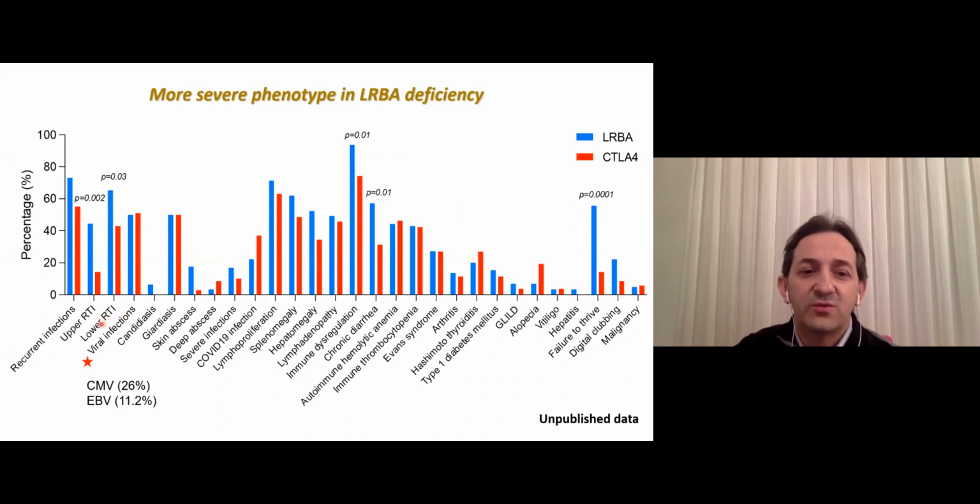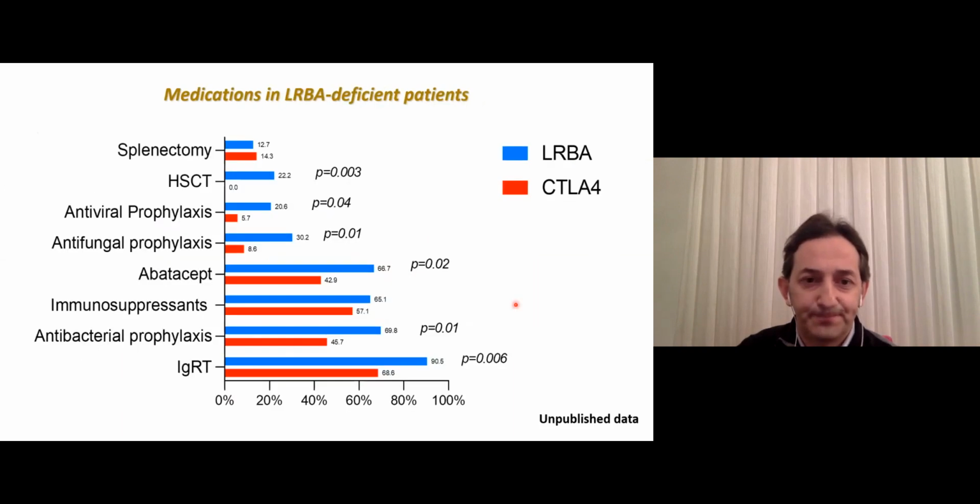especially for respiratory tract infection, which was high in LRBA deficiency. Also the immunoregulatory manifestations, chronic diarrhea, and failure to thrive were also higher in LRBA compared to CTLA4, which is the same as the literature, showing that LRBA deficiency has a more severe phenotype.